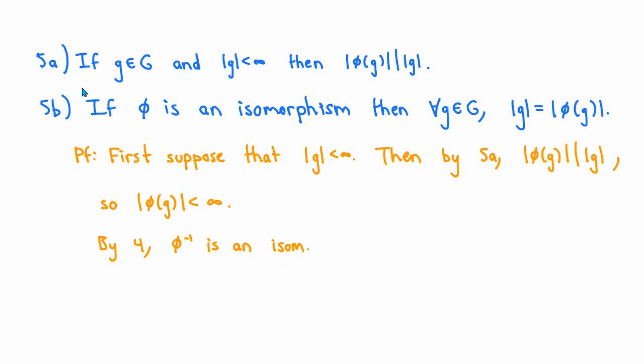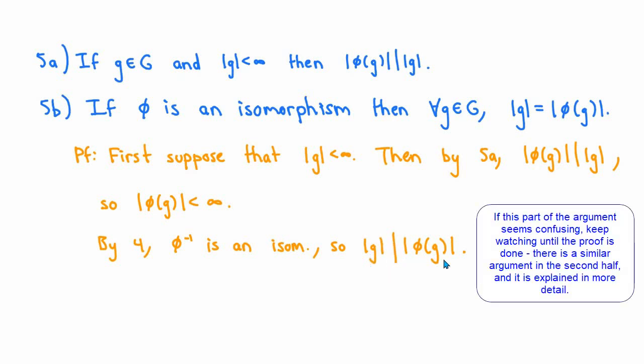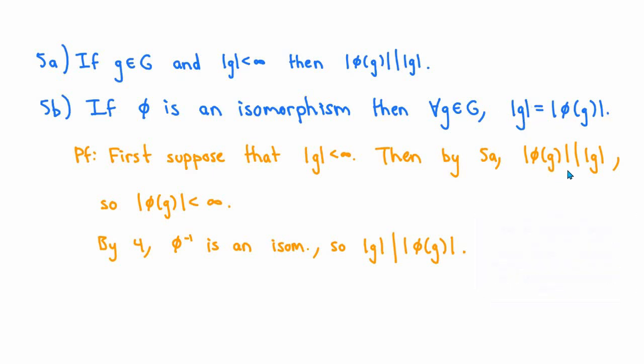Here we can apply property 5a again, but this time to the isomorphism phi inverse, allowing us to conclude that the order of phi inverse of phi of g, which is the order of g, divides the order of phi of g. But now we have two natural numbers, the order of g and the order of phi of g, and we know that the order of phi of g divides the order of g and vice versa, allowing us to conclude that the order of g must indeed be equal to the order of phi of g.